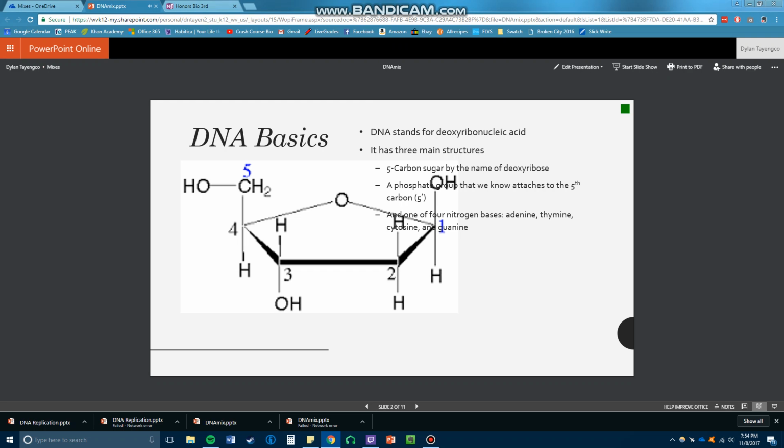What you're actually looking at there is a picture of deoxyribose. And you'll notice there is no oxygen on that 2nd carbon. It's just a hydrogen by itself.